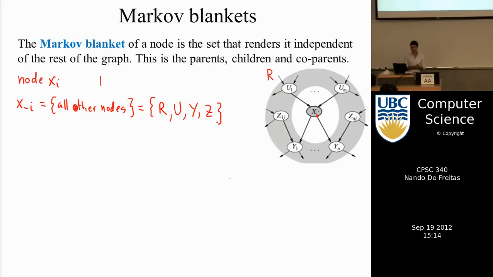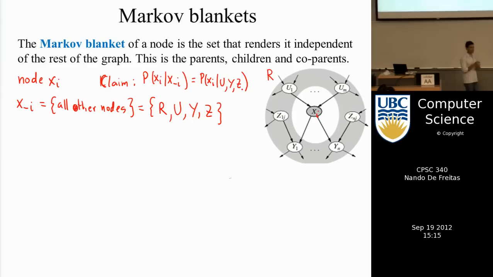All right, so the claim is that the probability of the node given all the other nodes will only depend on the U's, on the Y's, and on the Z's. So the claim is that R will disappear. Let's prove it.